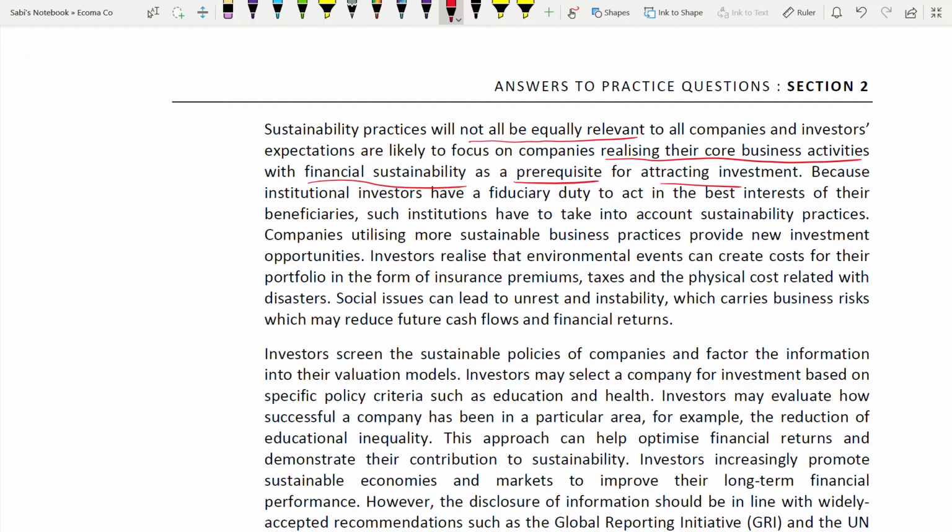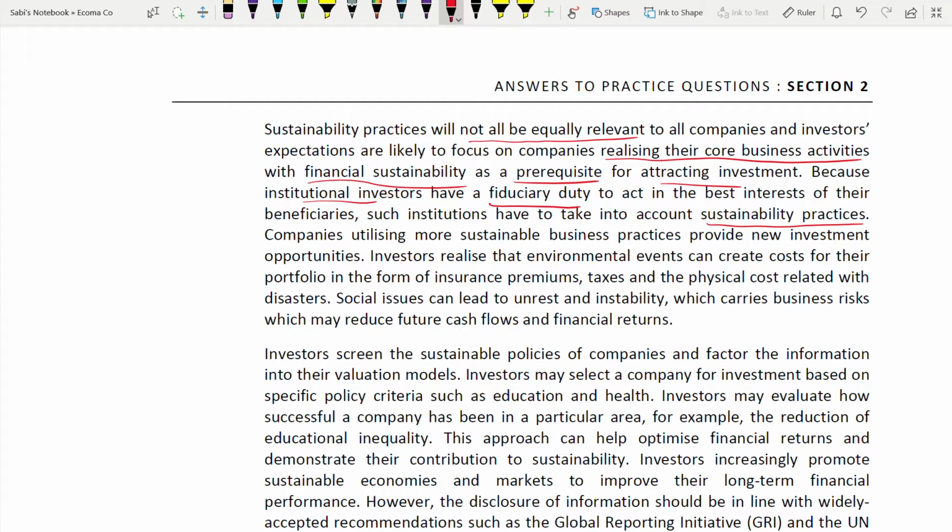Why do they do this? Because institutional investors have a fiduciary duty. See the words that they're using, these terms. If you bring these terms in your answer, you have a better chance of scoring marks. Fiduciary duty, institutional investors. Maybe you can use the knowledge from your other studies, your SBR maybe, or maybe let's say performance management. There are so many other subjects which talk about sustainability reporting. From there you can bring the knowledge. Because they have a fiduciary duty to act in the best interest of the beneficiaries. That means for the institution. That's why they have to take this into account, the sustainability practice.